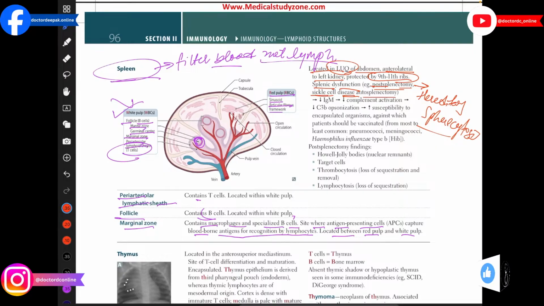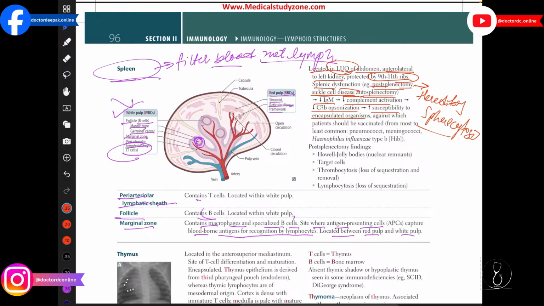In sickle cell disease, all the RBCs are abnormal. The spleen is doing overwork. Due to overwork, removal and destruction of a lot of RBCs, it will go to autosplenectomy, auto dysfunction. By the way, there will be a decrease in IgM, a decrease in complement activation, a decrease in opsonization, and an increase in susceptibility to encapsulated organisms.